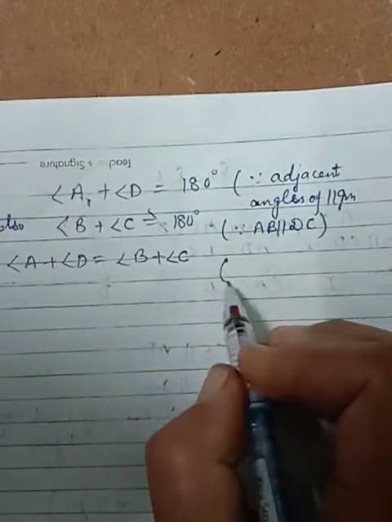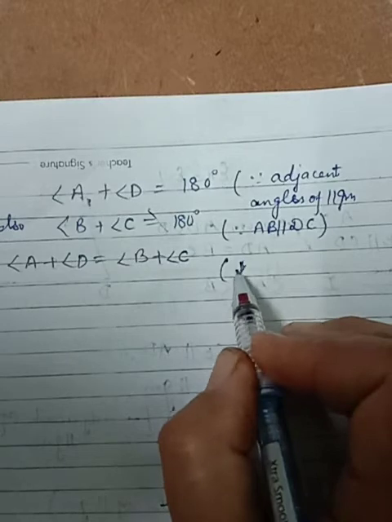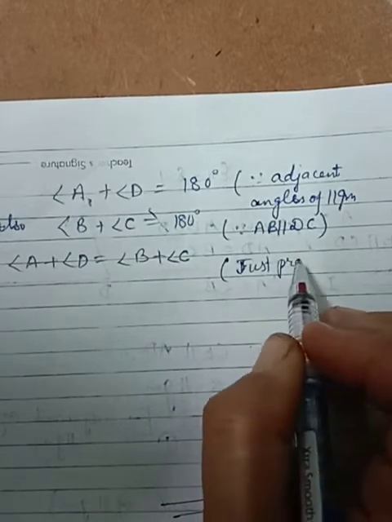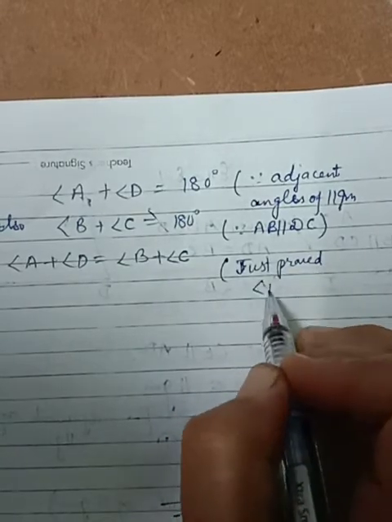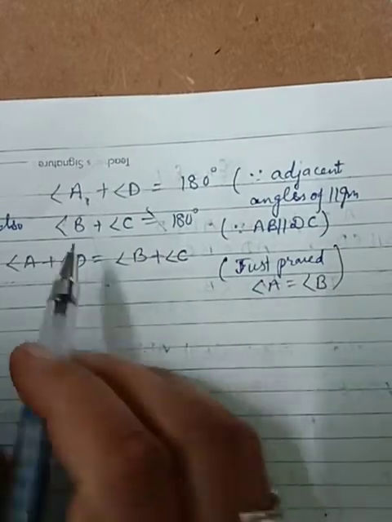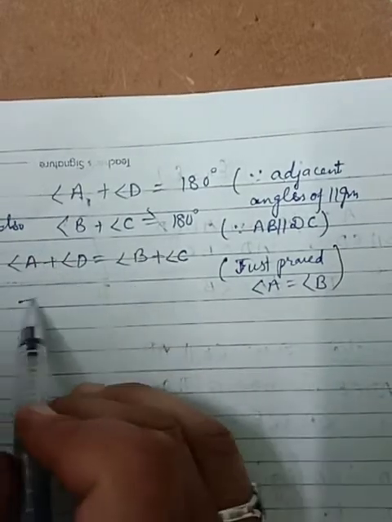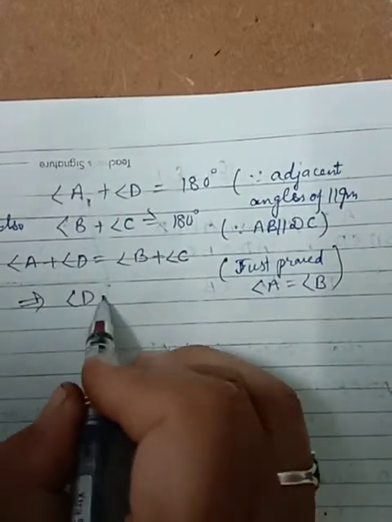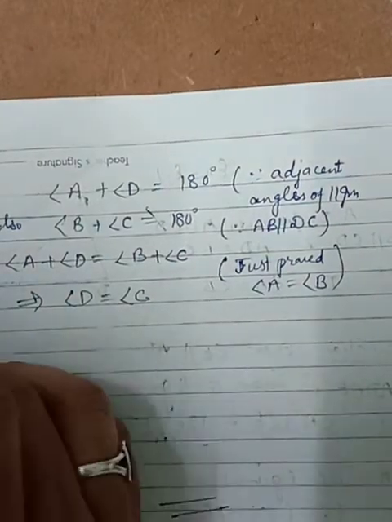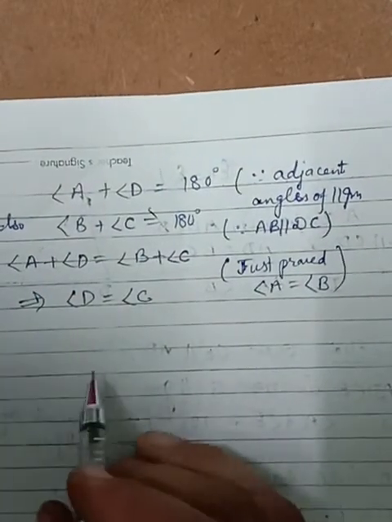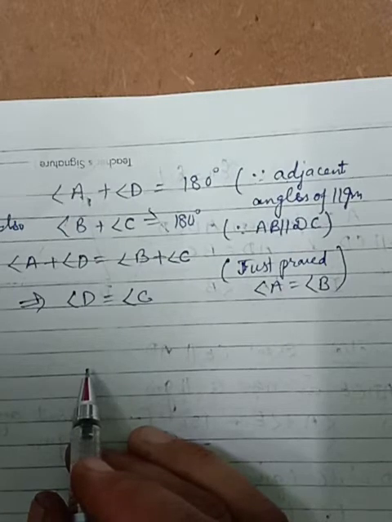But we have just proved that angle A is equal to angle B. So angle A and angle B cancel. What it implies: angle D is equal to angle C. Hence the second part is proved. Now let us start the third part.